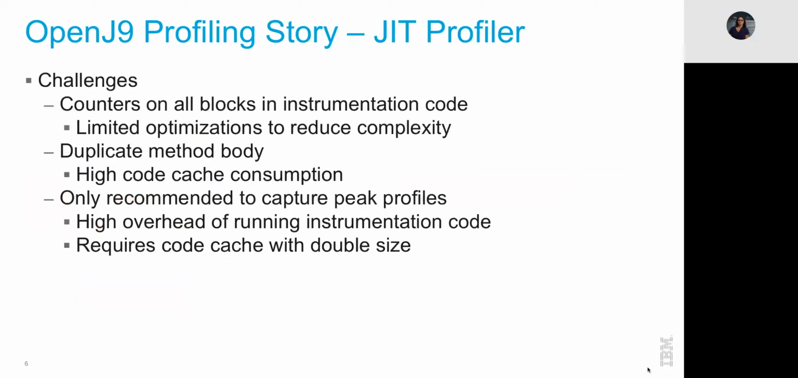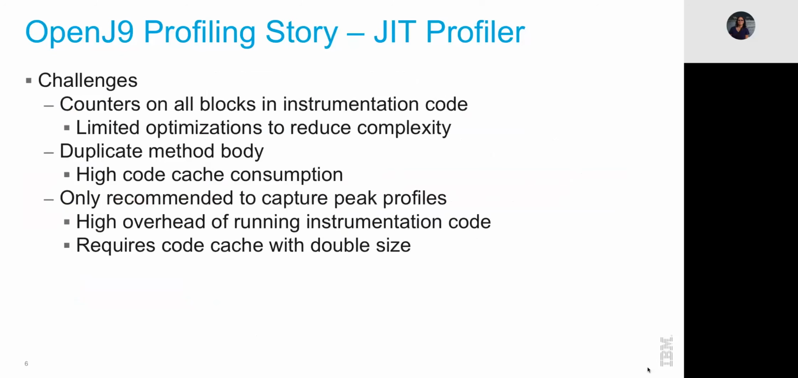Although it is really useful to have instrumentation code in a compiled body, there are some challenges associated with JProfiler, which makes it a viable option for only a handful of methods. First of all, in the method body with instrumentation code, to get the code frequency, we put counters on all the blocks. So to reduce complexity during optimizations, we need to limit certain important optimizations, especially loop optimizations.